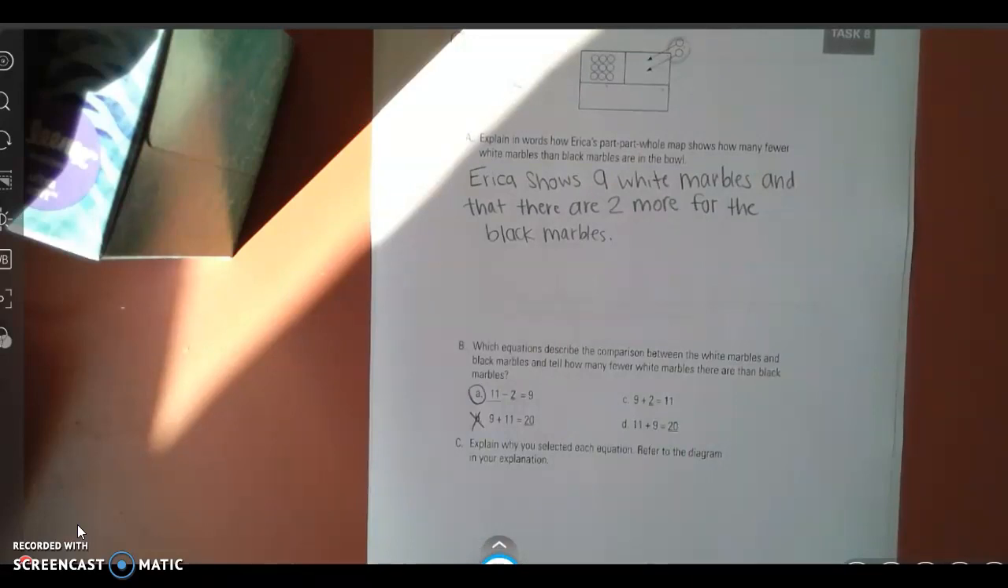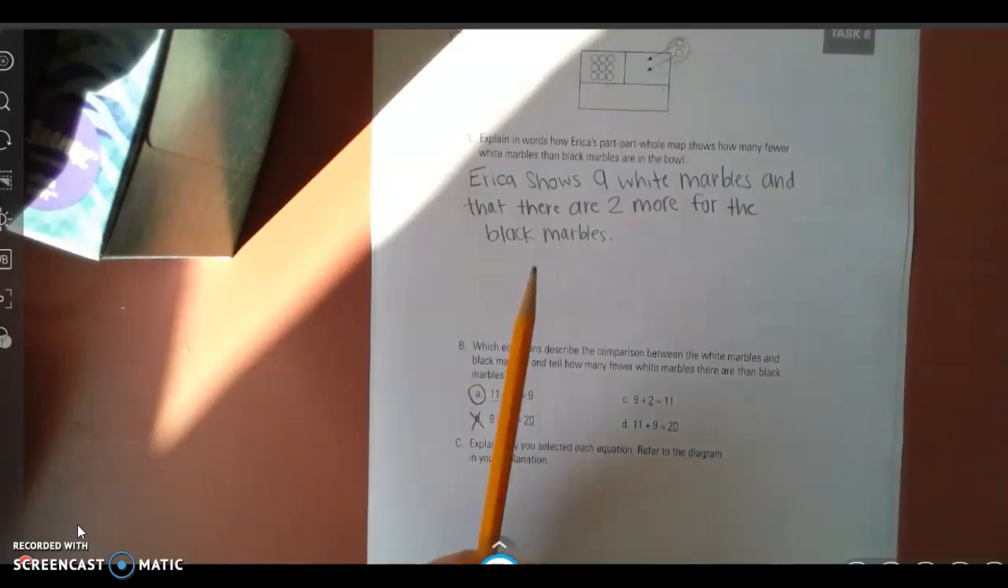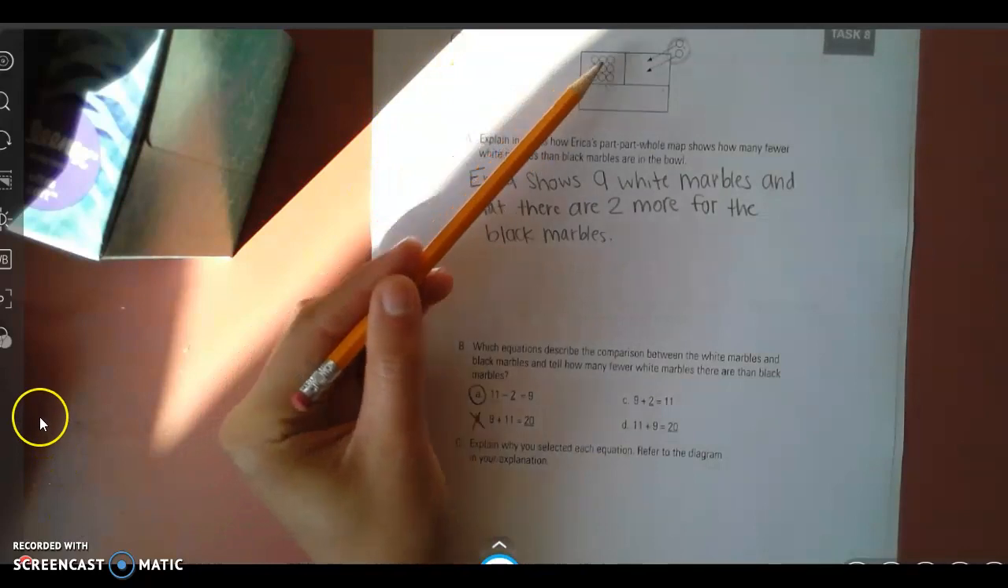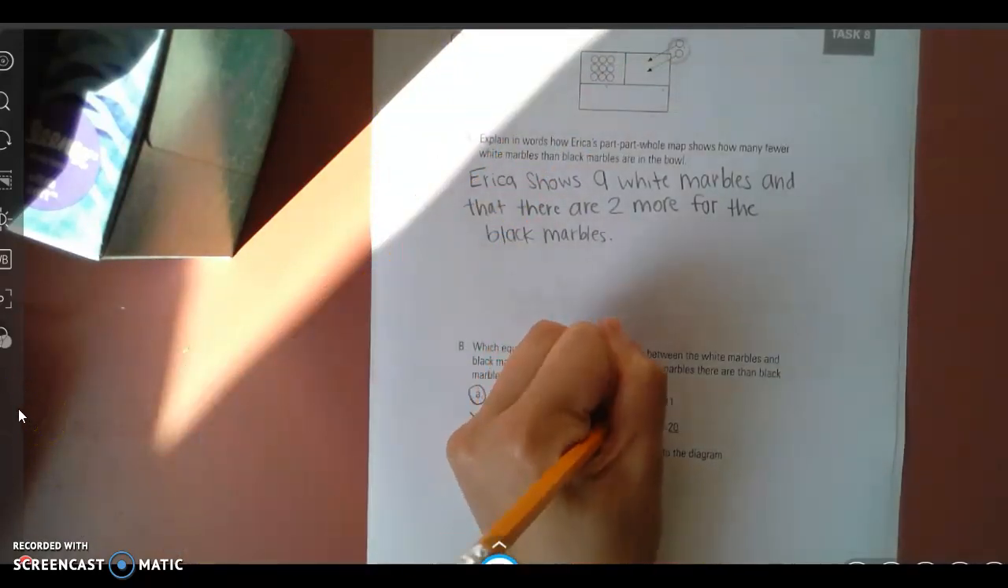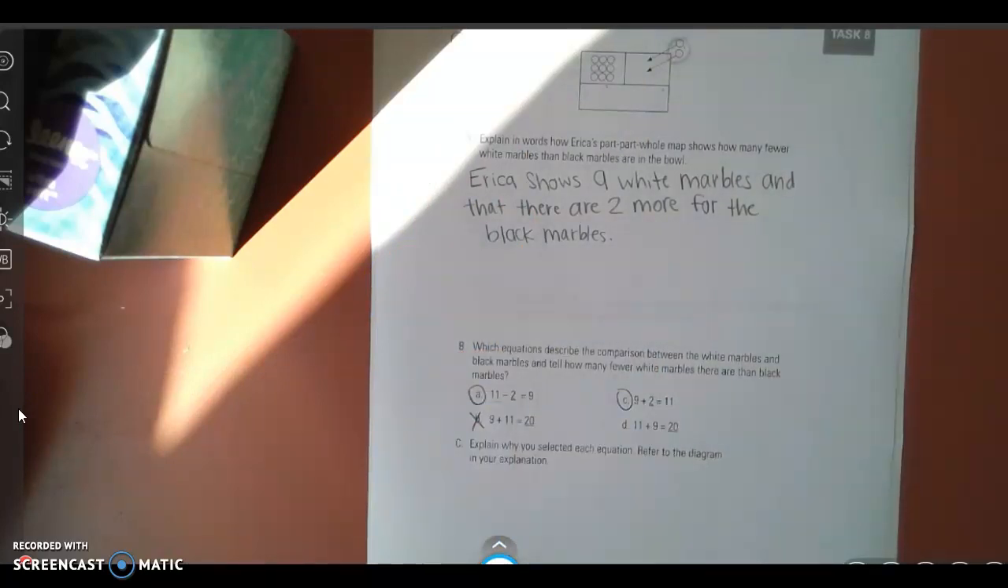How about C? 9 plus 2 equals 11. Does that match with Erica's part-part whole map in our story? I think it does, because we see up here, we see 9 plus 2 more, and we know that equals 11. So I would think C would also be a good choice.